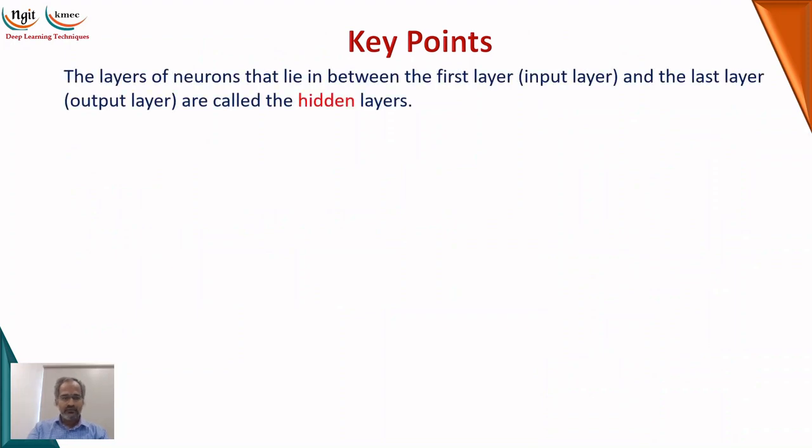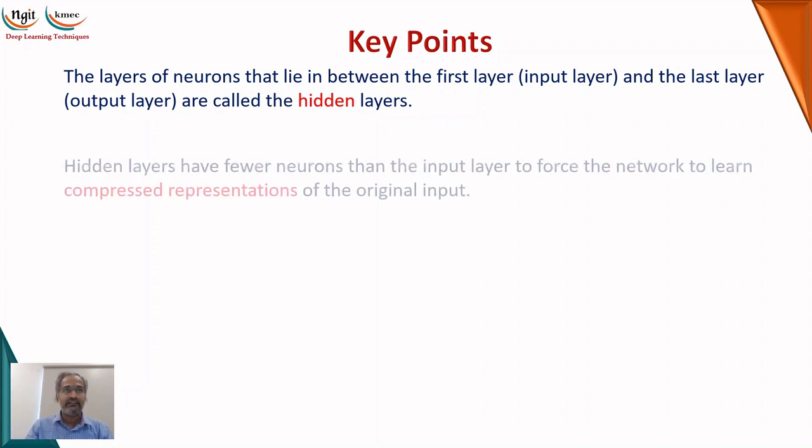Now there are some key points we have to understand. The layers of neurons between the first layer and the last layer are sandwiched layers. We call them the hidden layers. So the layers between the input and the output layers are called the hidden layers.